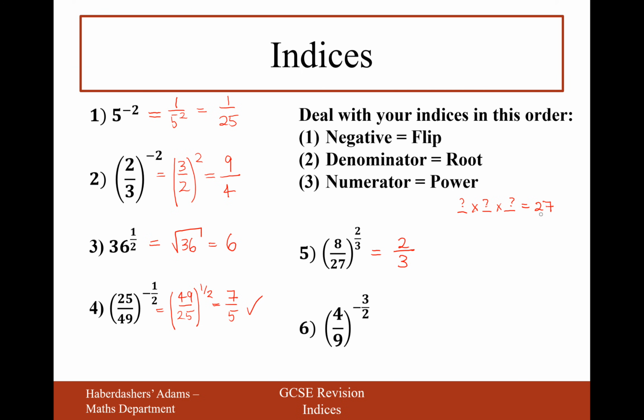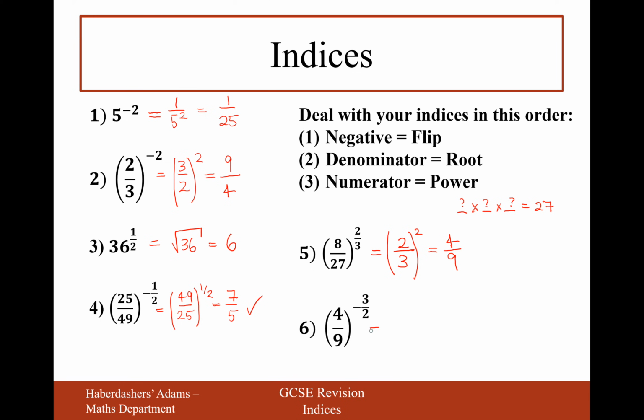So just go through your whole numbers and test them out. 3 in this case works. 3 times 3 times 3 is 27. Then I've done the cube root of this part now. Now it needs squaring. That's the third step in this process. So it's going to be 4 over 9.